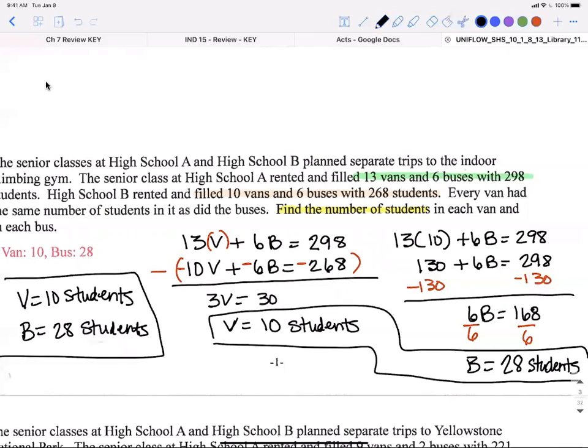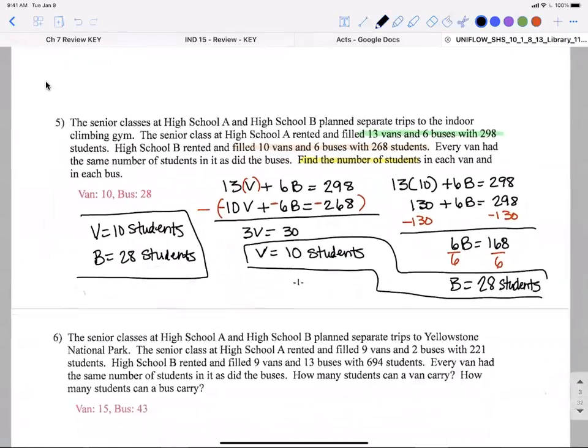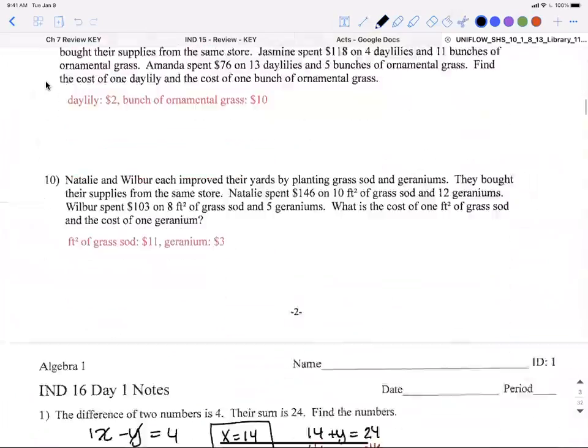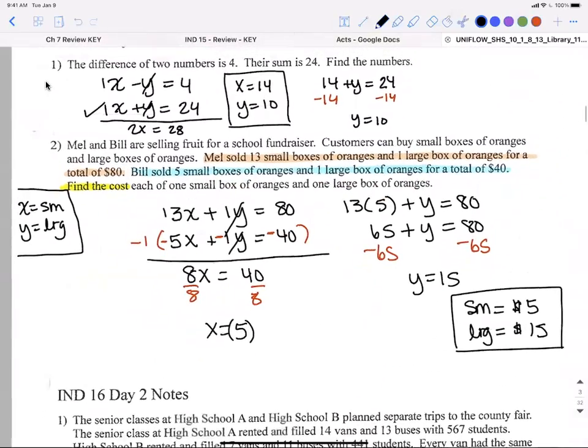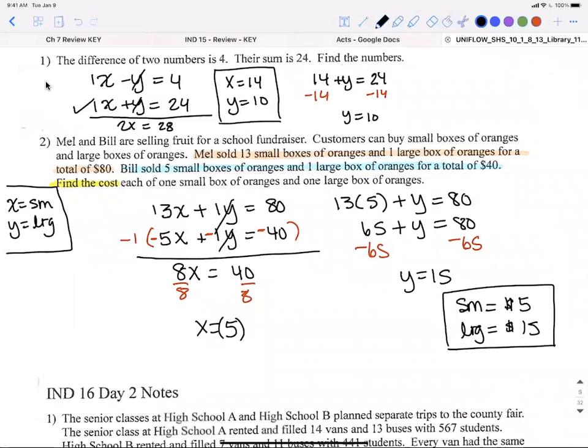So that is an example of one that isn't money related, so I wanted to do that. And the second example we did was an example of when you're solving for money questions. All right, now you had a question, go ahead.